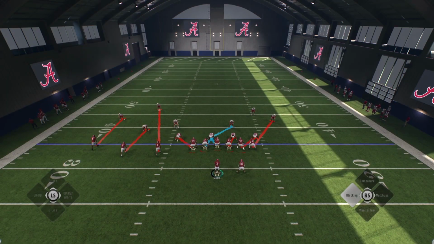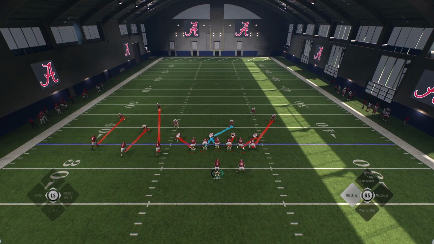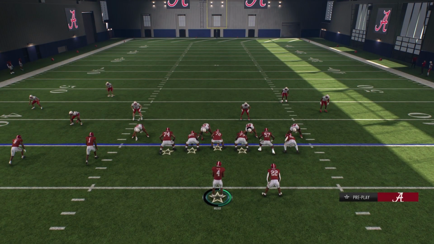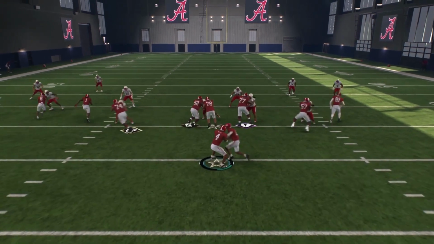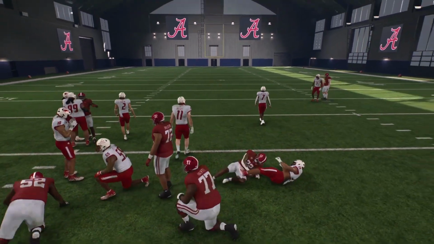I look at my blocking. This looks like the same thing as last time, actually. So I'm going to shoot that. I'm going to shoot the B gap on the left side, and I'll explain why. Because you can see that double team. 72 and 52 are going to double team 55, and then 74 has the edge on the left side. So I only have to beat that linebacker, number 11. I got about 4 yards.